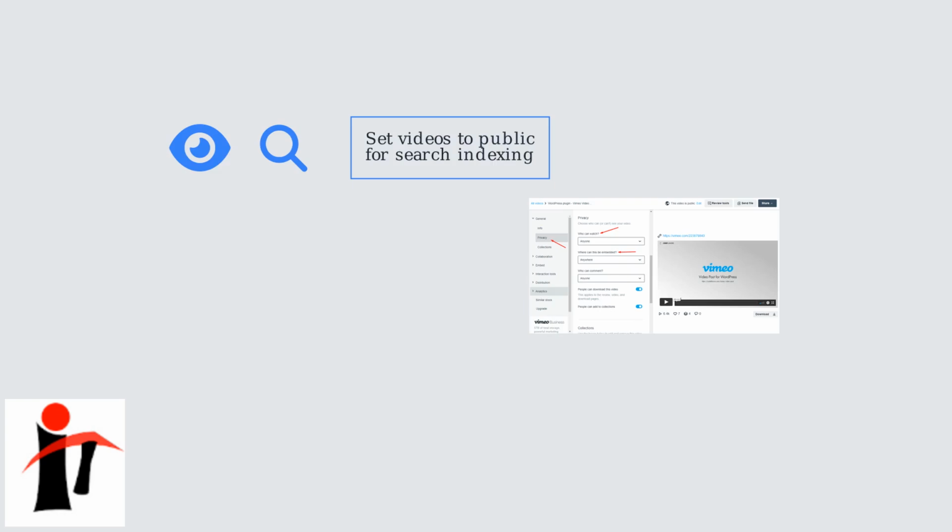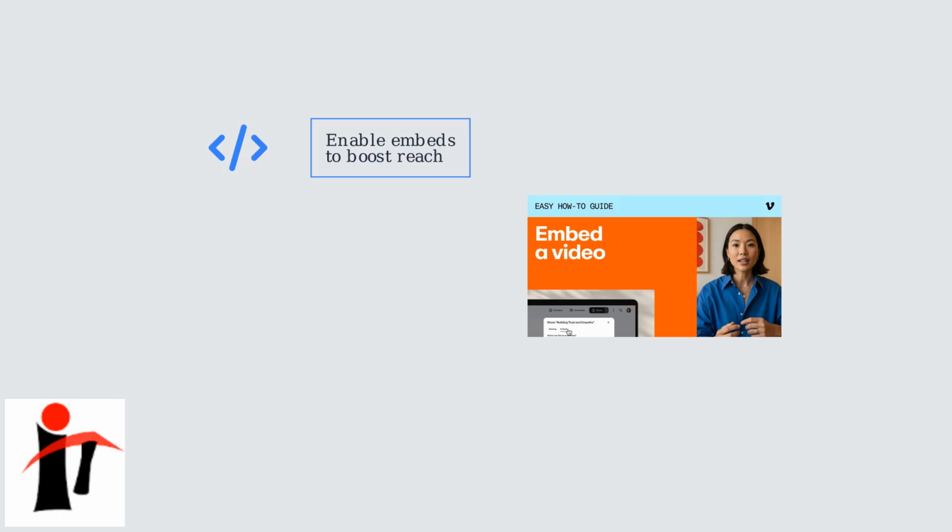Before deleting videos, optimize your metadata for better SEO. Use descriptive titles, tags, and descriptions with relevant keywords that people might search for. Set your videos to public for indexing by search engines. Private videos are not searchable, so they won't appear in search results. Enable embeds to boost your video's reach. This allows others to share your content on their websites, increasing visibility and potential backlinks.